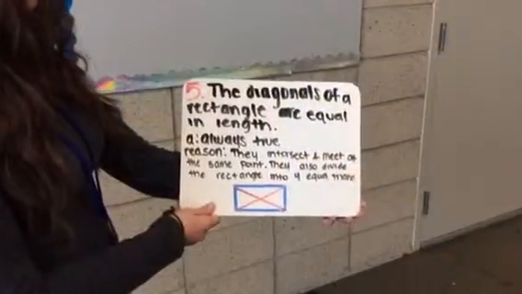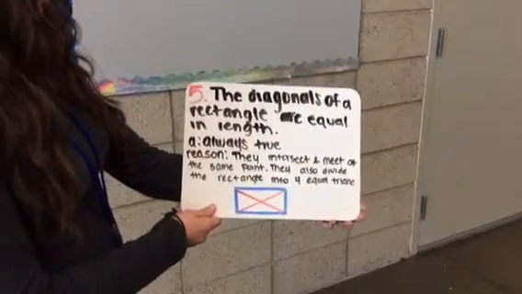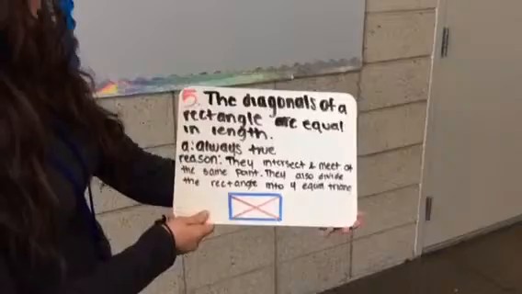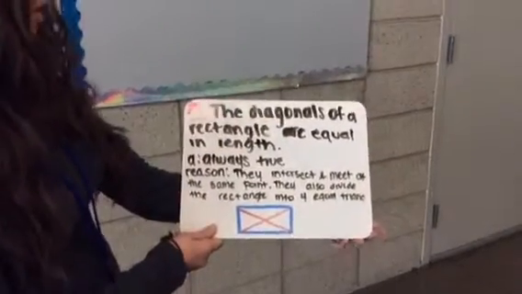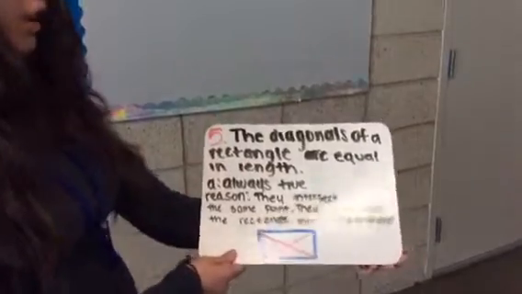The diagonals of a rectangle are equal in length. The answer is always true. Reasoning being, they intersect and meet at the same point. They also divide the rectangle into 4 equal triangles.